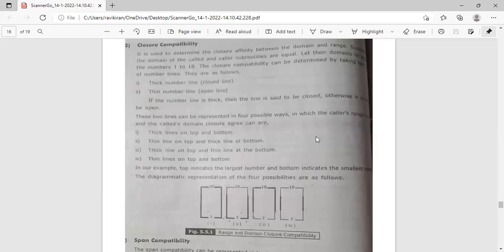In which the caller range and called range. First possibility is thick lines on top and bottom.